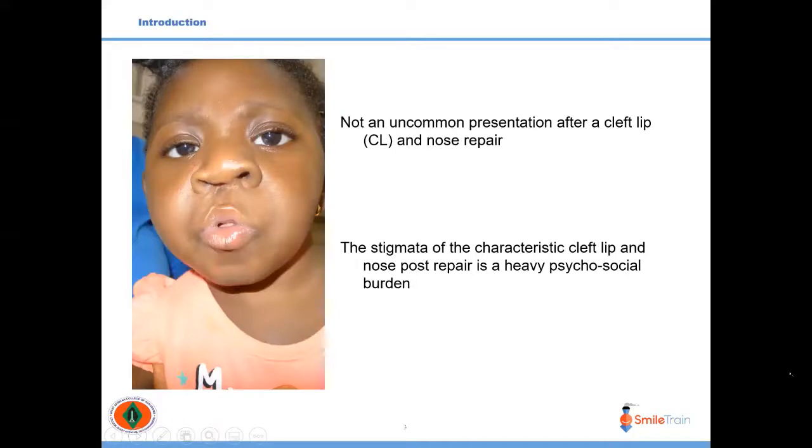Next slide. This is not an uncommon presentation in the picture seen on the screen. This is what is typically referred to as the cleft nose. It doesn't take a second look at this child to notice that this child has had a cleft lip and nose repair. And this is a common result after a very good lip and nose repair. This is what is described as the typical cleft lip and nose, which is a great stigma to patients with cleft lip who have had it repaired.